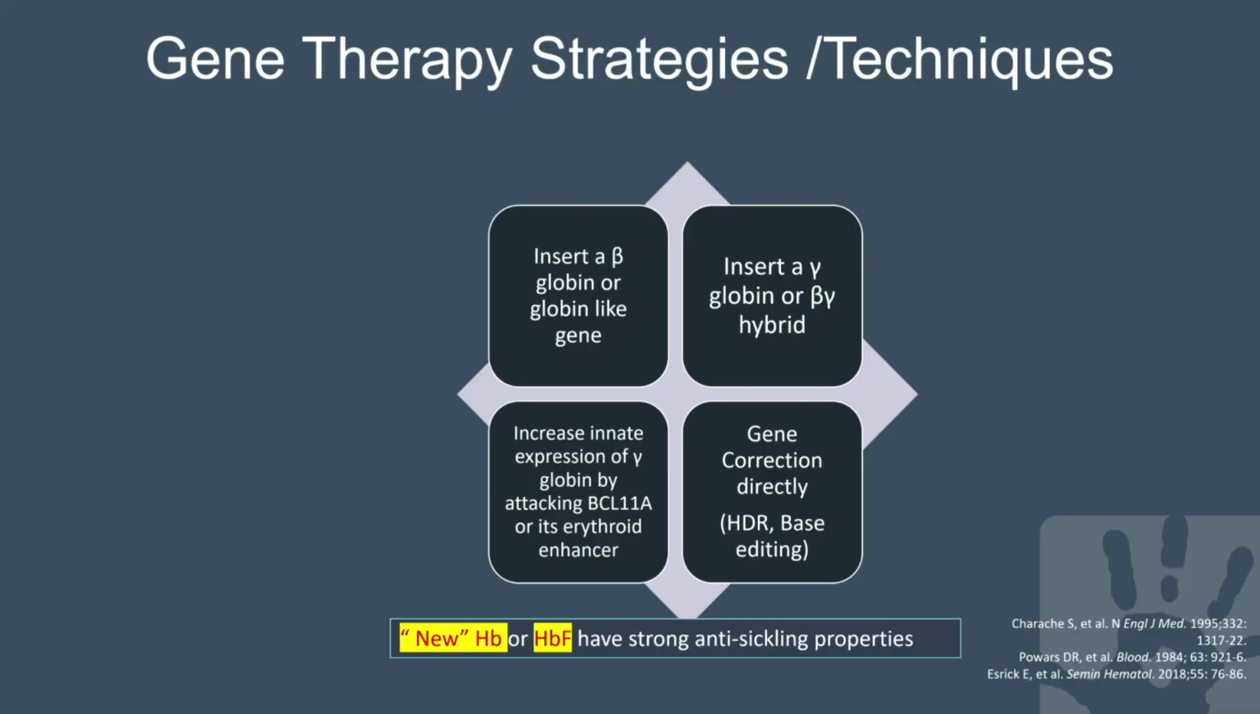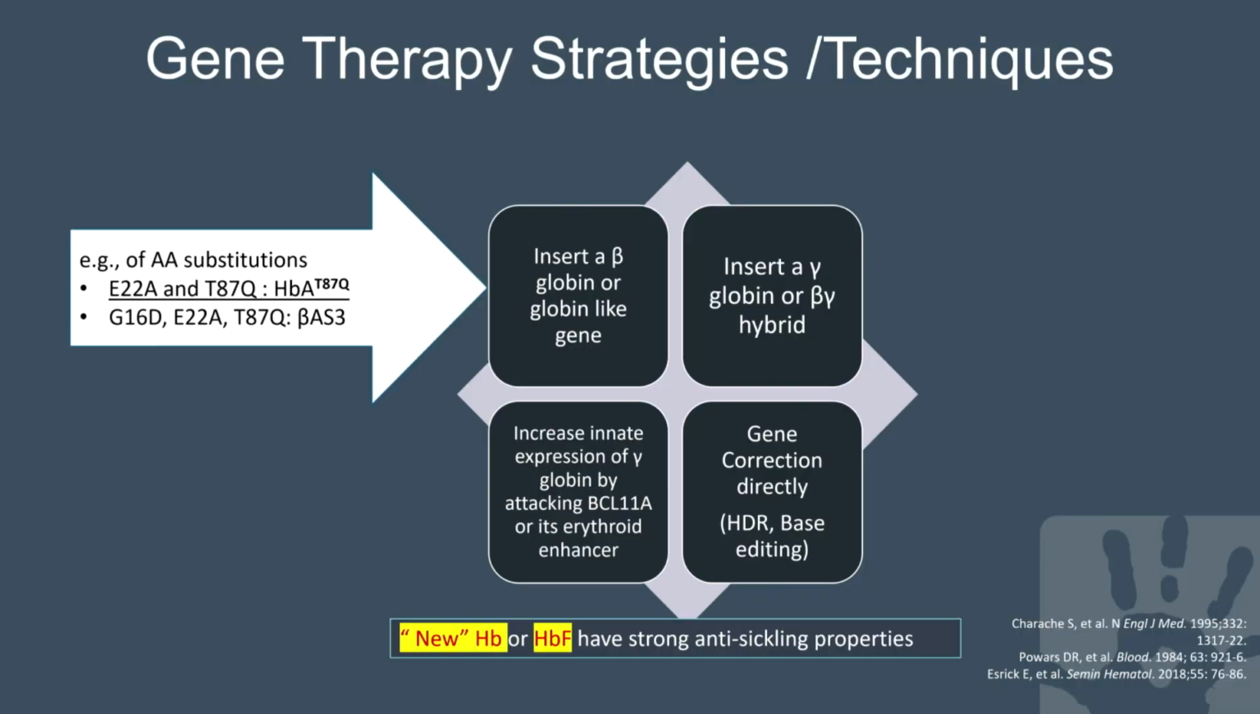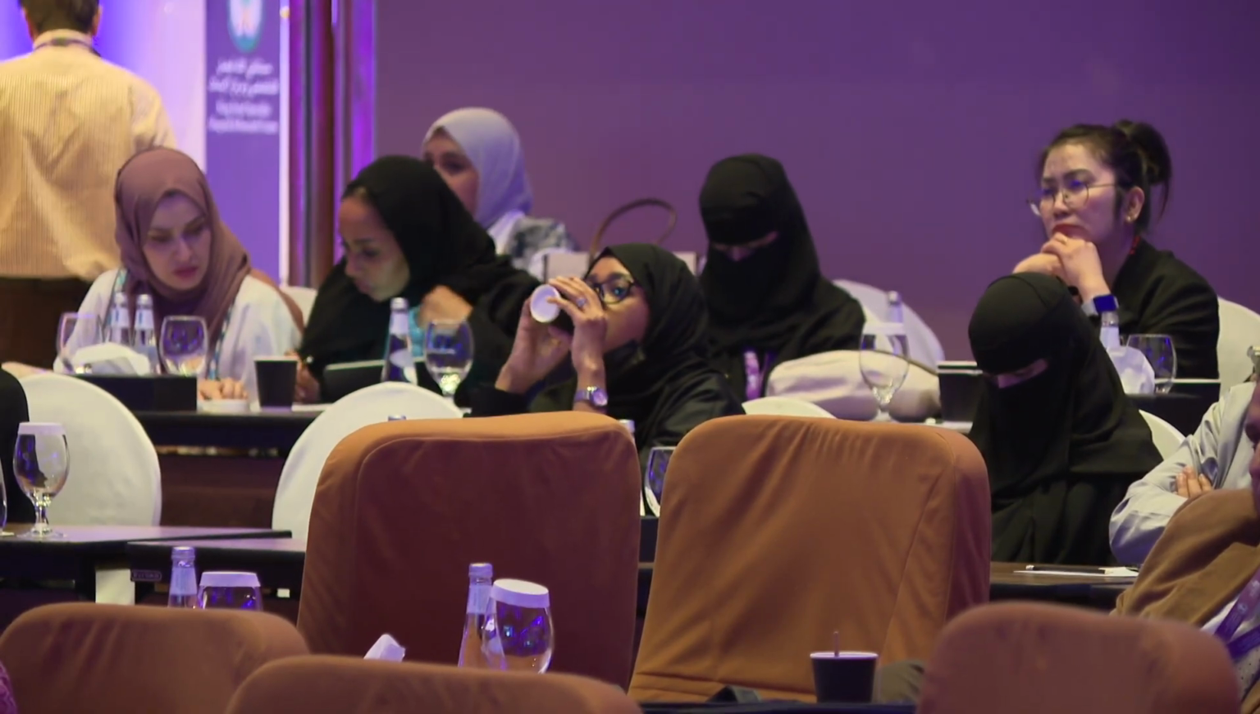So those are the four concepts that I explained previously. But this left box is basically adult-like hemoglobin AA. It uses the hemoglobin A T87Q. That's the Zynteglo and the Lyfgenia. So it's inserting a beta-globin or beta-globin-like gene. In the second one, it is the gene editing.